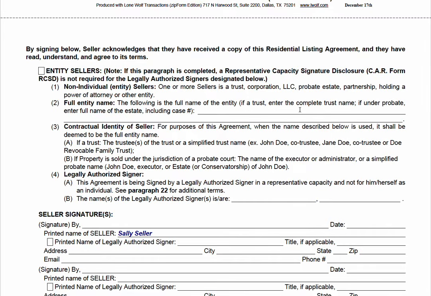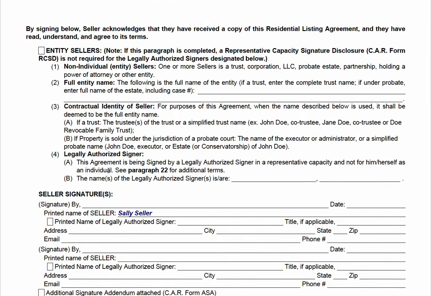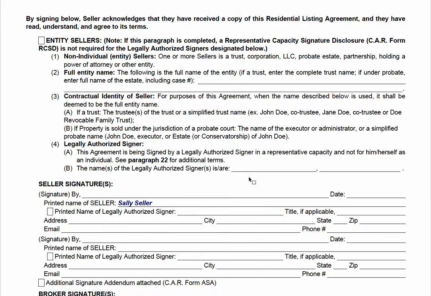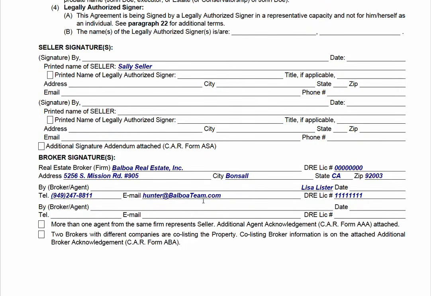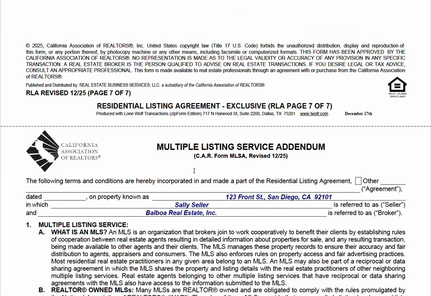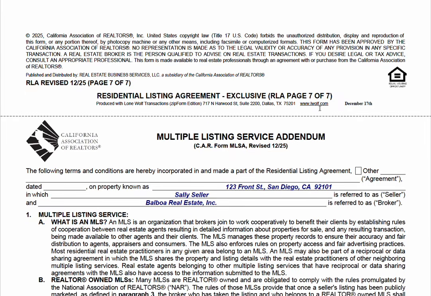Or, ABC Homes. Who's the legally authorized signer? It must be an individual name, like the trustee, or Jane Doe, the person running the investment company. And then you identify the individual signing. Now that's just for entity sellers. If it's an individual, skip all that. If it's just Sally Seller, like what I have here, go ahead and write her name, have her sign, address, your info. Okay, and we're done with the listing agreement itself. The listing agreement itself is 7 pages.